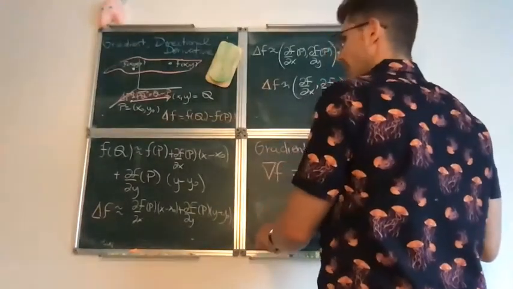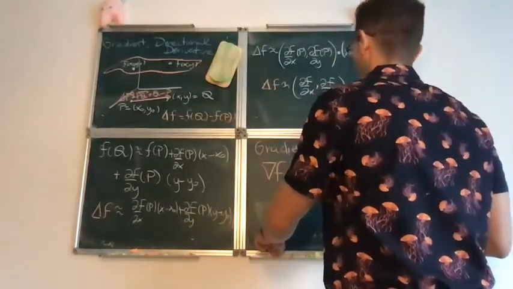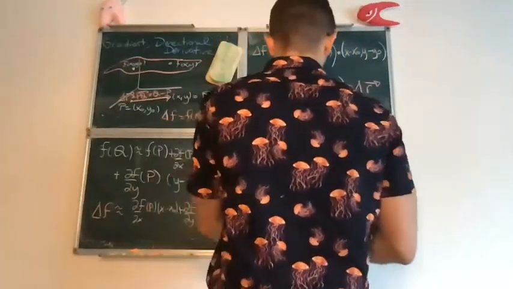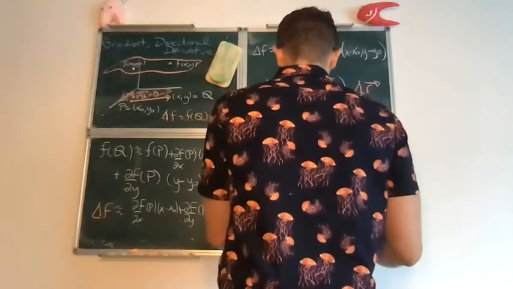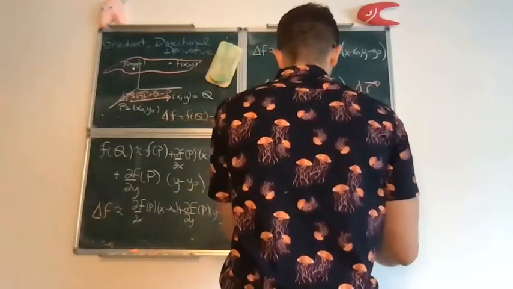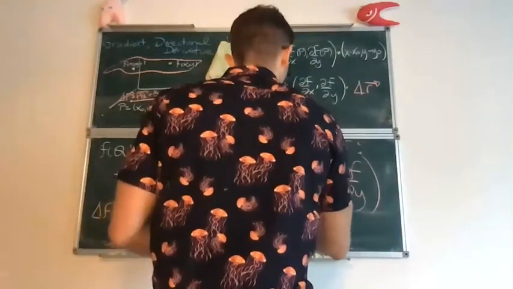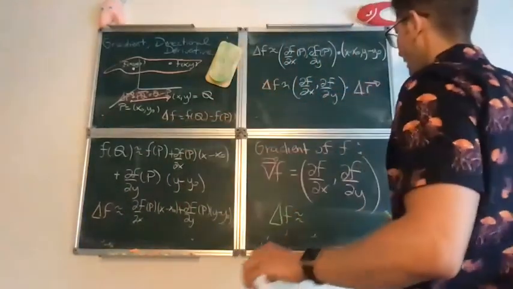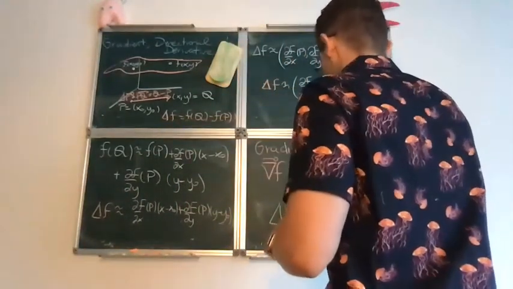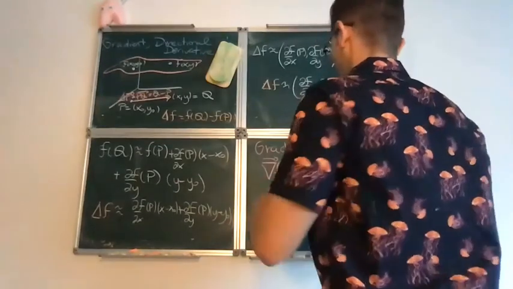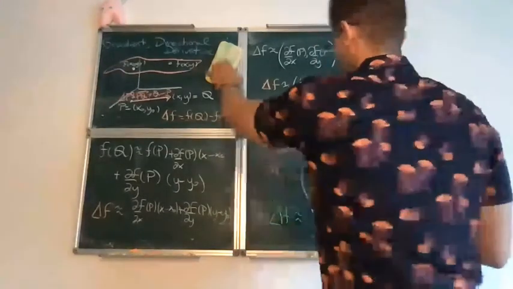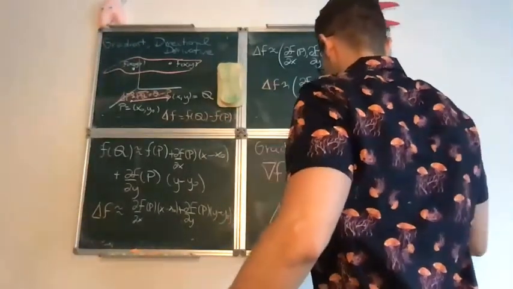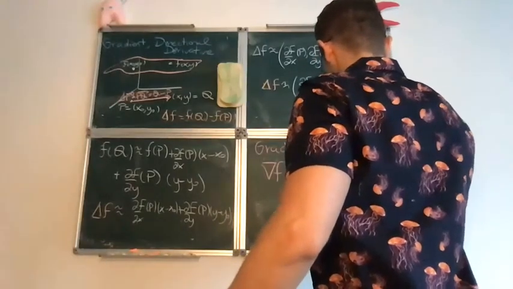And so what we just found is that, let me write it here, a small change in f, which we're calling delta f, is approximately the same as the dot product of the gradient of f with delta r.